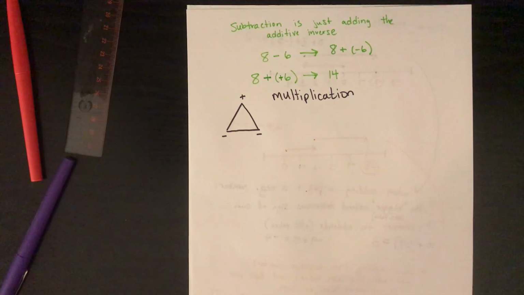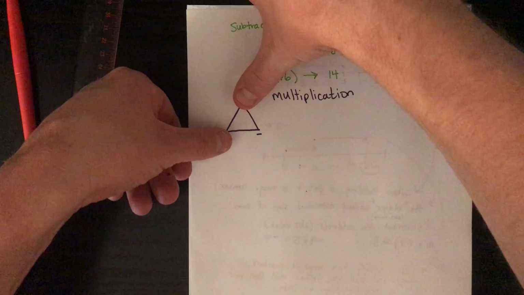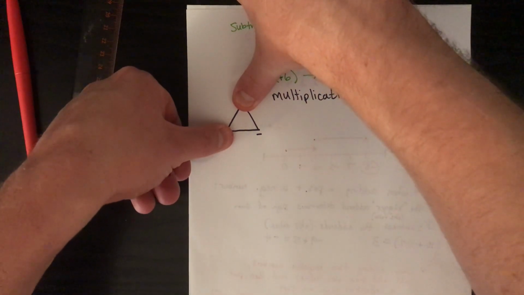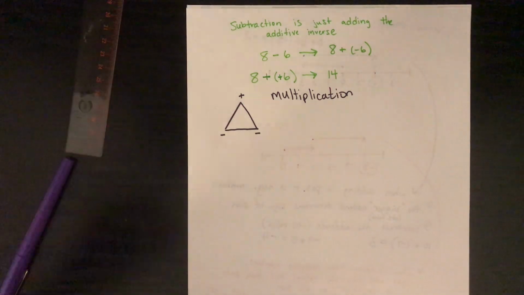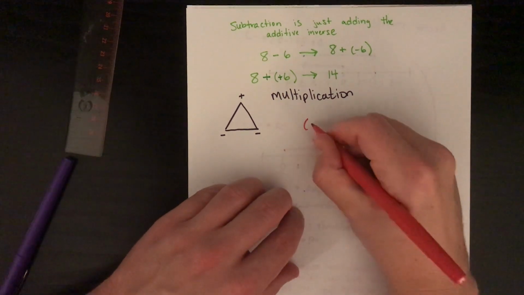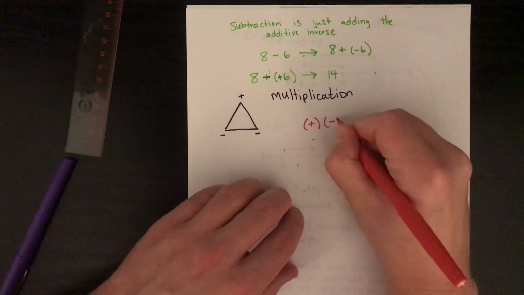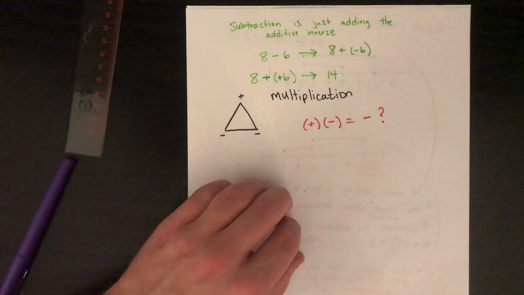Well, what if I'm doing a negative times a positive? Okay, well, I'll cover up the negative and the positive, and that reminds you that a negative times a positive is a negative. And so we talked a little bit about why some of these are true. Why is it that a positive times a negative equals a negative? Why is that?